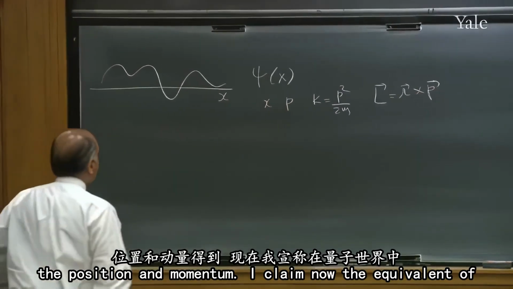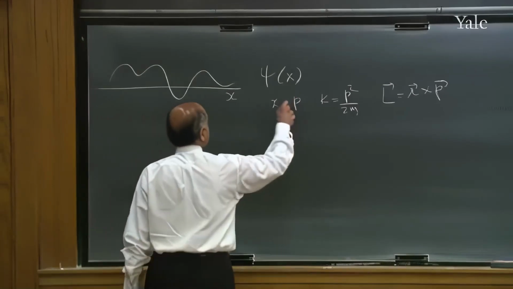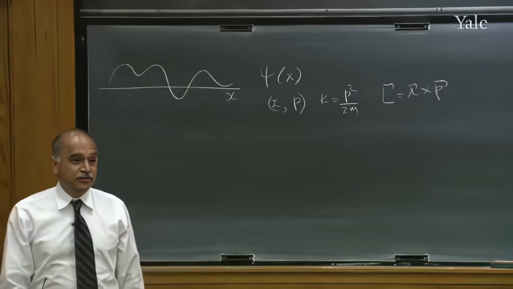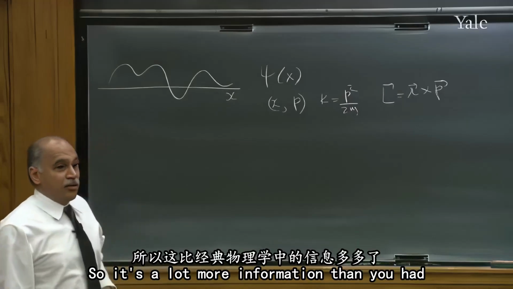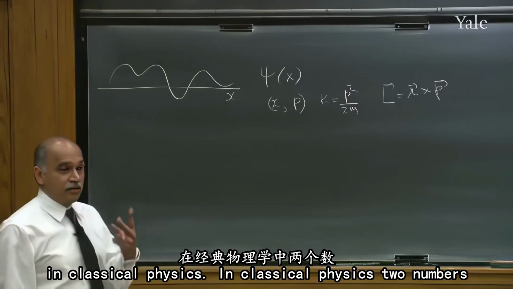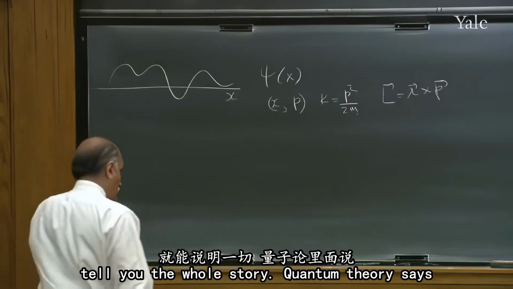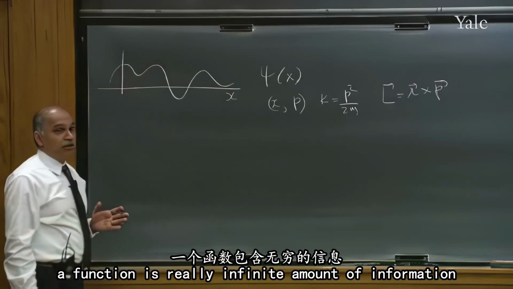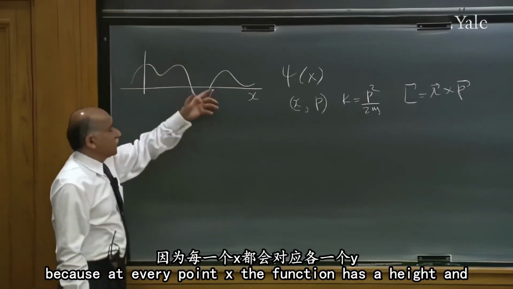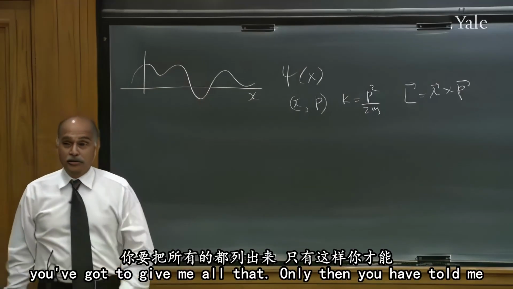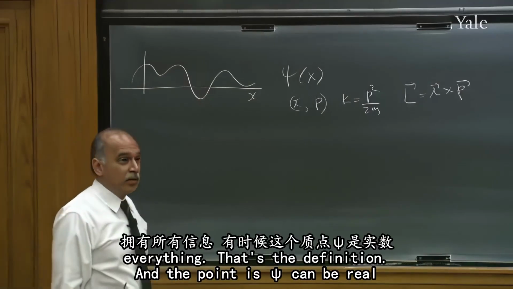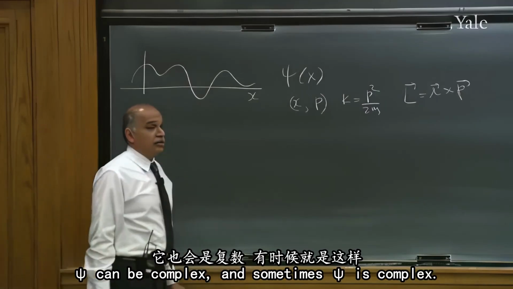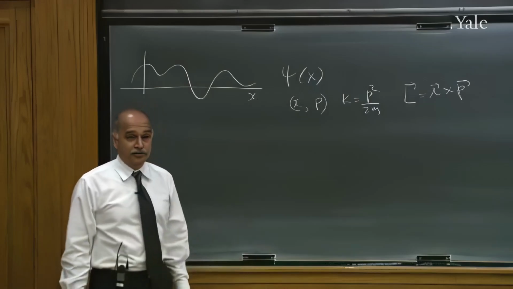I claim now the equivalent of this pair of numbers in this quantum world is one function, psi of x. So it's a lot more information than you had in classical physics. Classical physics, two numbers tell you the whole story. Quantum theory says, give me a whole function, and we all know a function is really an infinite amount of information because at every point x, the function has a height, and you've got to give me all that. Only then have you told me everything. That's the definition. And the point is psi can be real, psi can be complex, and sometimes psi is complex.